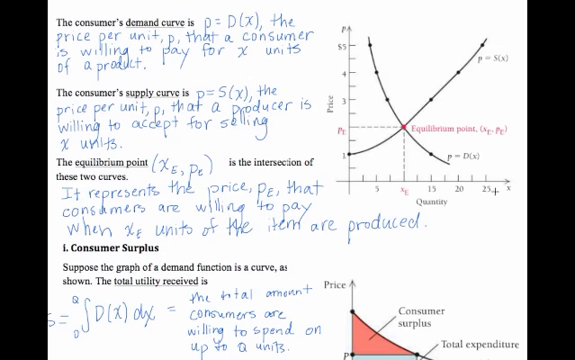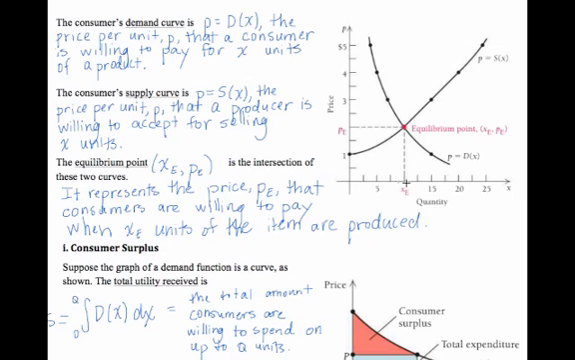Now, notice both say P equals and then a function in terms of X. The demand curve gives price in terms of X, where X represents quantity, or a number of units of an item that is being produced. And the supply curve also gives you price in terms of the quantity, or number of units, supplied. The consumer's demand curve, P equals D of X, is the price per unit, P, that a consumer is willing to pay for X units of a product.